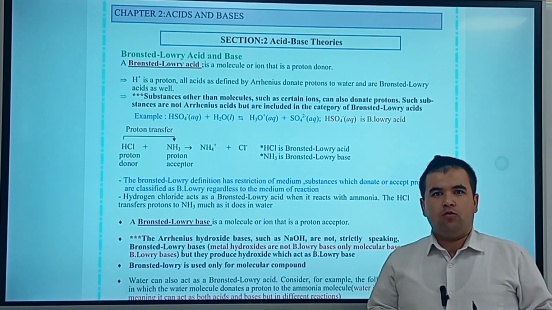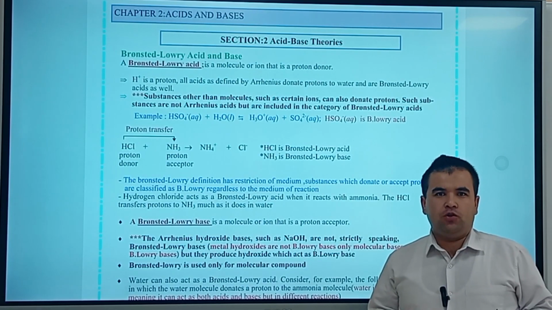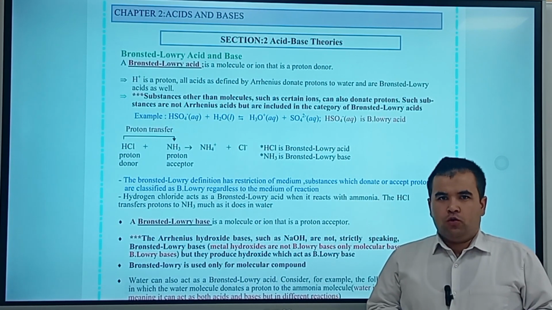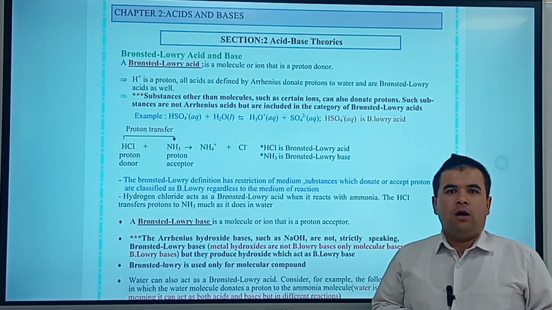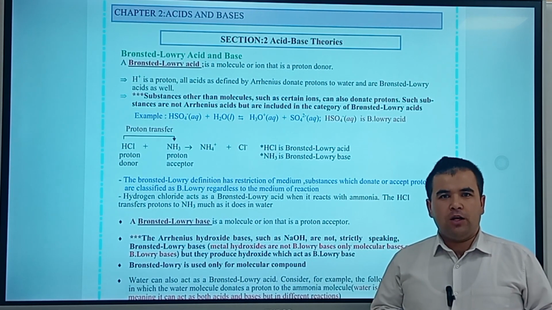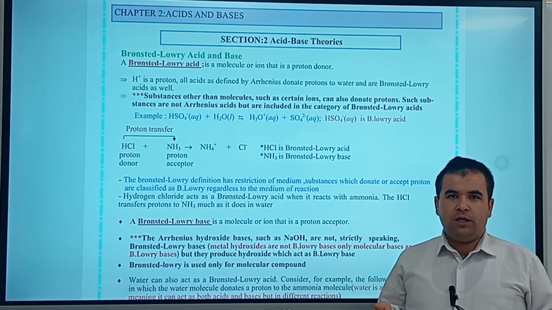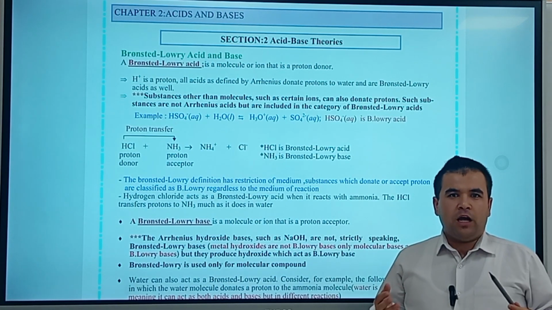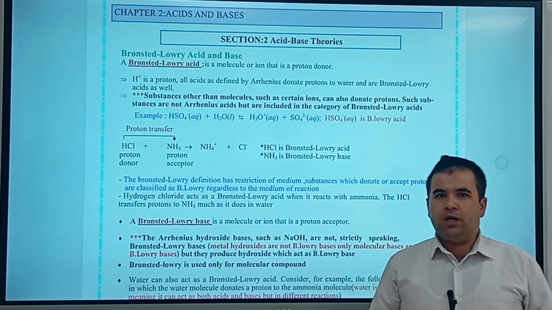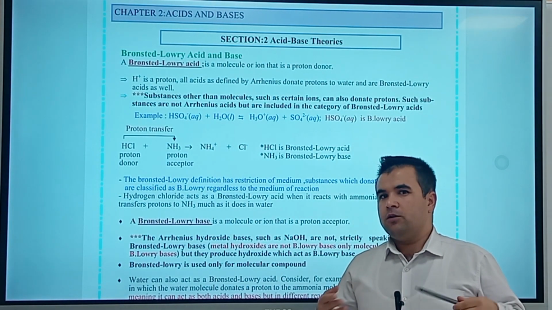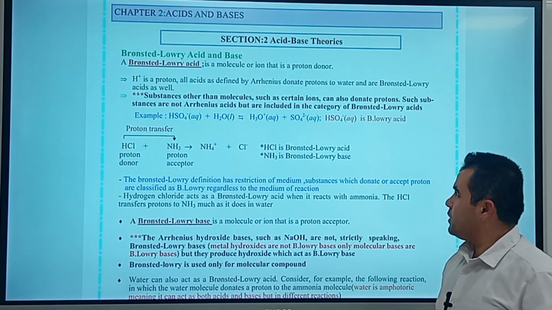In today's video, we will be talking about chapter 2, section 2, which is about the two other definitions of acids and bases, which are the Bronsted-Lowry and Lewis, and we'll be talking about the types of acids in terms of containing protons: the monoprotic, diprotic, and polyprotics, triprotics, which are the polyprotics.